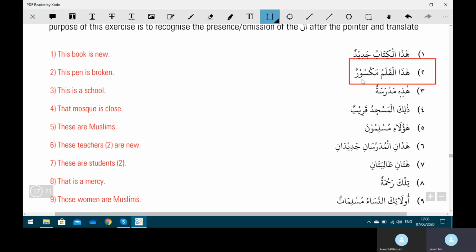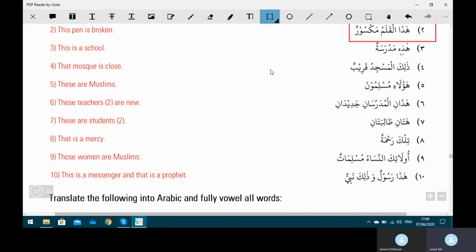Notice we said maksurun, we made it masculine, and we didn't say maksuratun because it refers to pen. The word al-qalamu is masculine, it's singular. So we have to agree with that in number and gender. Maksurun. That's how Arabic works. Whenever you're referring to something, you have to make sure that the word that you're using to refer to it agrees with it in number and gender. Okay. Number 3.